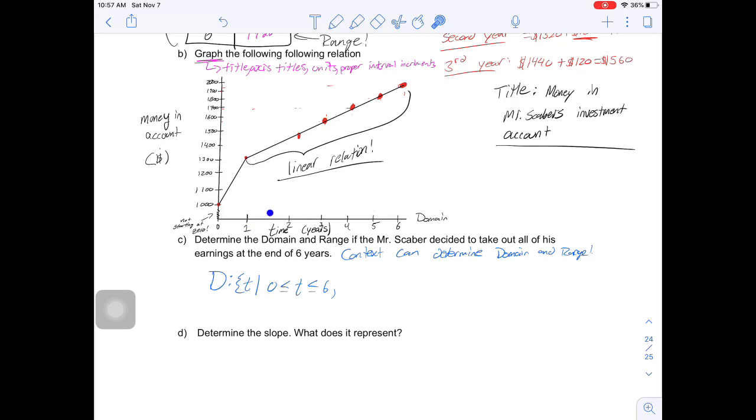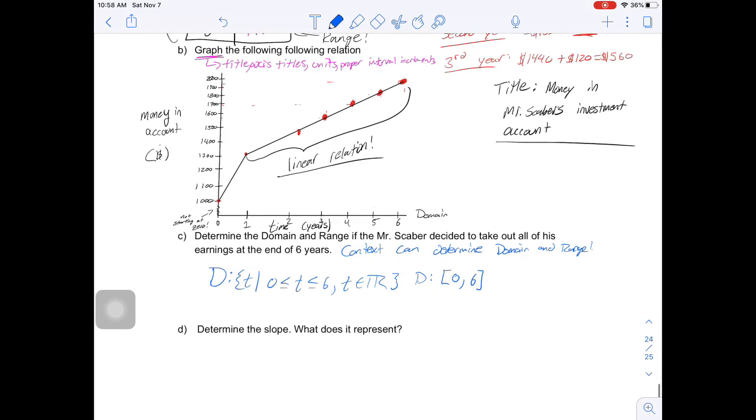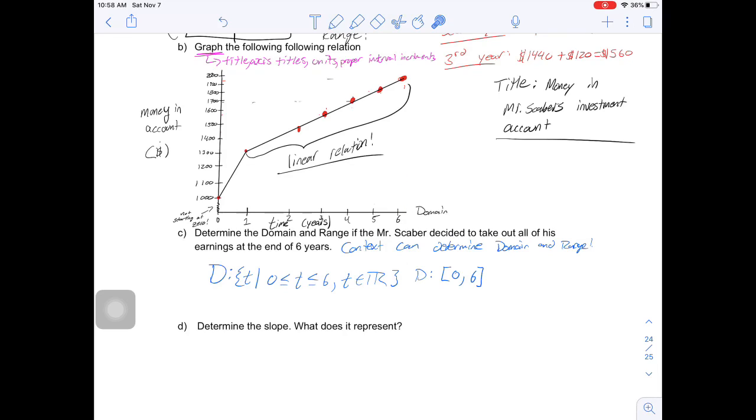If I decided to, for some reason, take my money out at 1.5 years, I would get roughly $1,400. So since both my range and my domain are continuous, my t value can be any number. It can be a fraction, half a year or quarter of a year, and so forth. If I were to state this using interval notation, my smallest number is listed first, and I'm going to use a square bracket because I can be at 0 years. Comma, and my biggest number is 6, and I'm going to use a square bracket because I can equal 6 years.